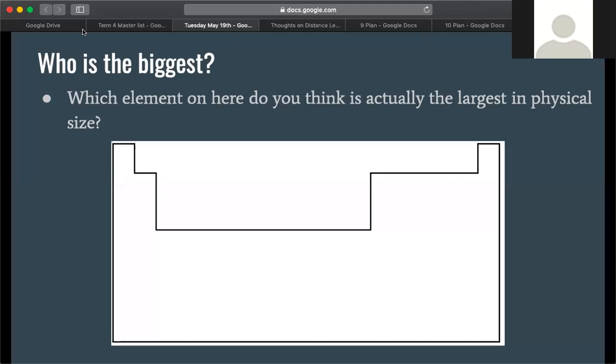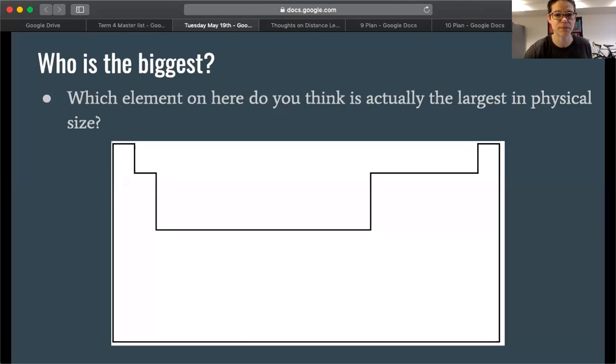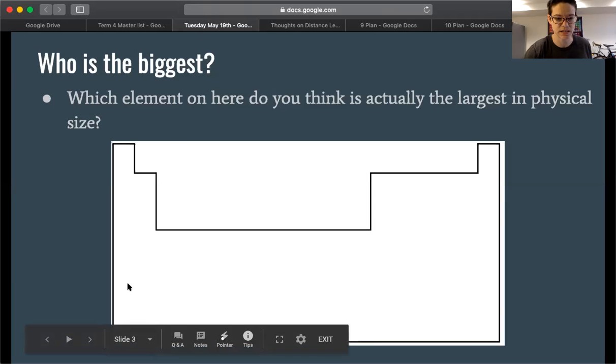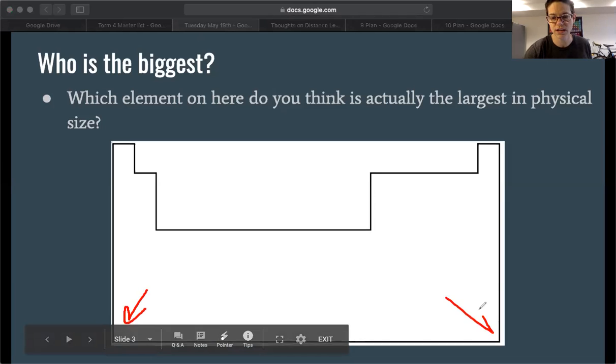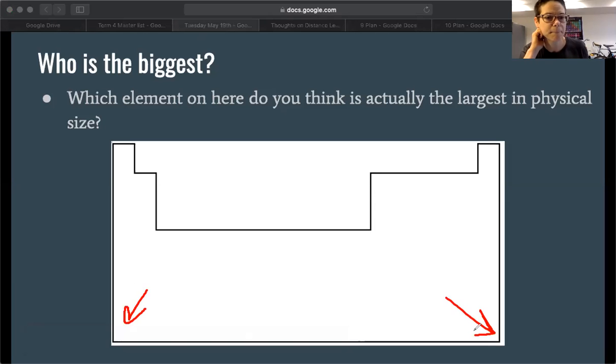The bottom. It's going to be on the bottom, absolutely. So that makes a lot more sense. But we've got different places on the bottom. So do we think that the biggest element is going to be down here on the bottom left or down here on the bottom right? It's the bottom right. You would think it's the bottom right, wouldn't you? Because that's where the largest atomic numbers are.